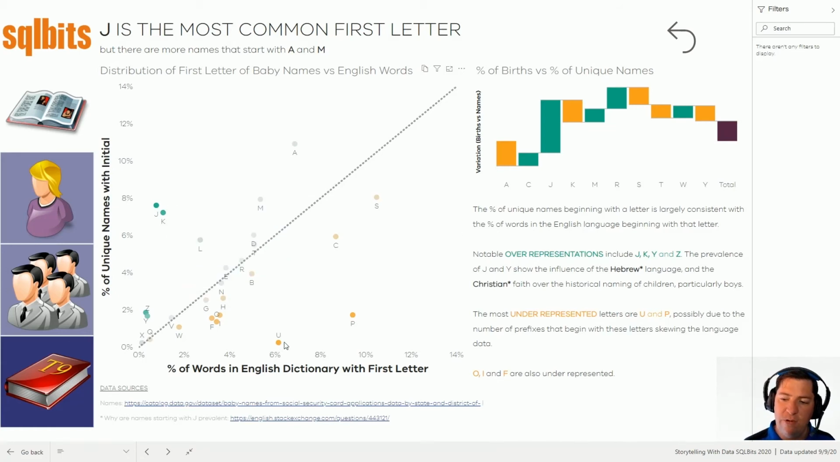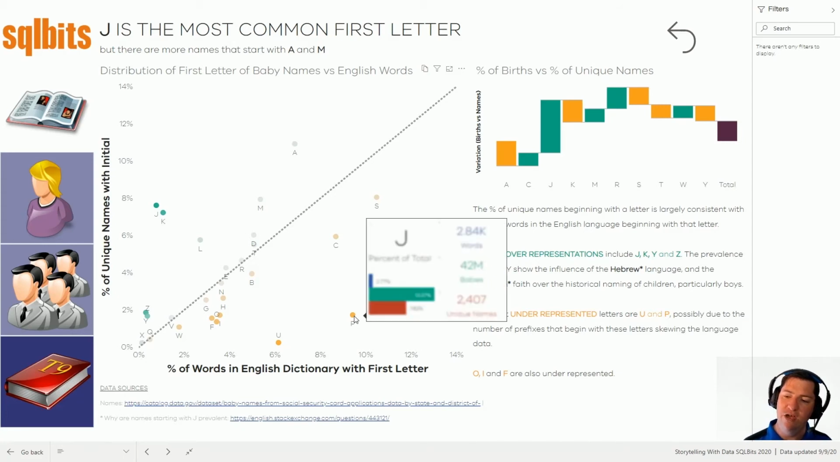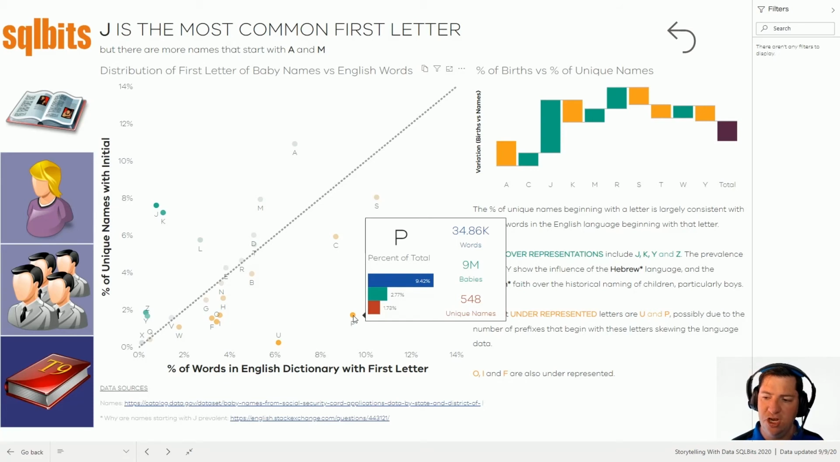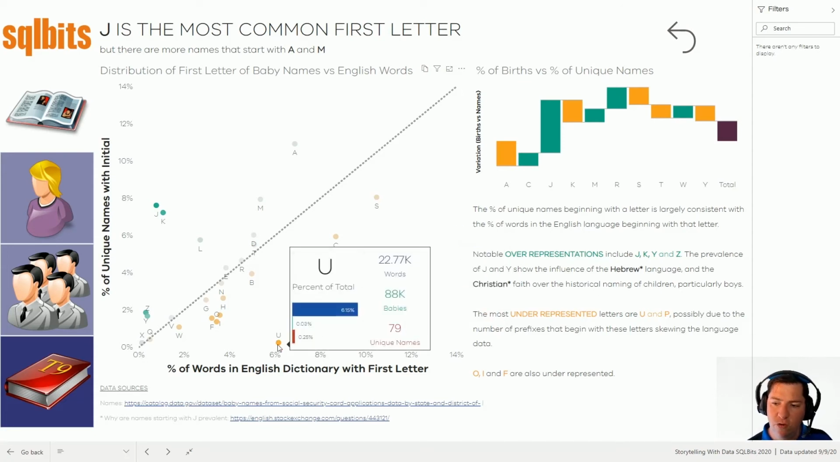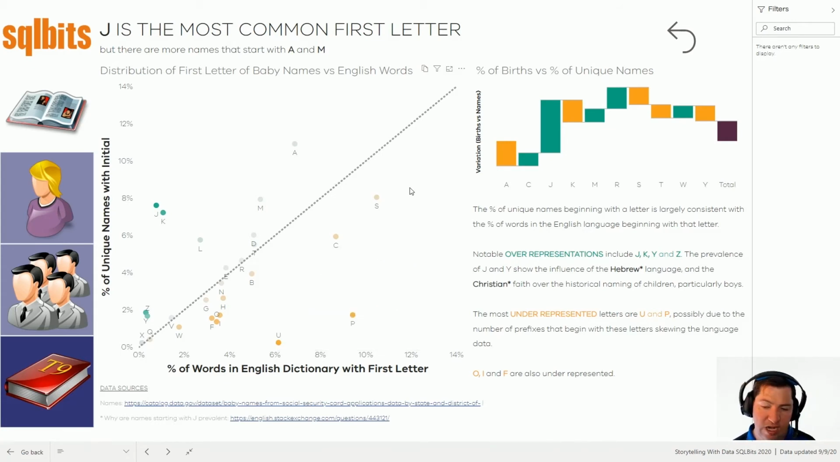And then on the other side, we have these two, U and P, which are severely underrepresented. And you can look there again. Almost 10% of words in English start with the letter P, but less than 3% of babies' names start with the letter P, and less than 2% of unique names start with the letter P. And similarly for U, 6% of words and less than 0.25% of babies. So we have these really big disparities here. And I thought it would be really interesting to try and find out why.